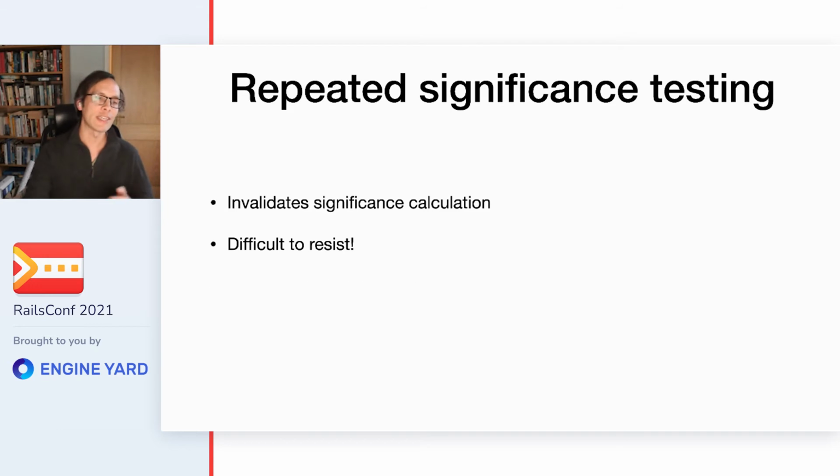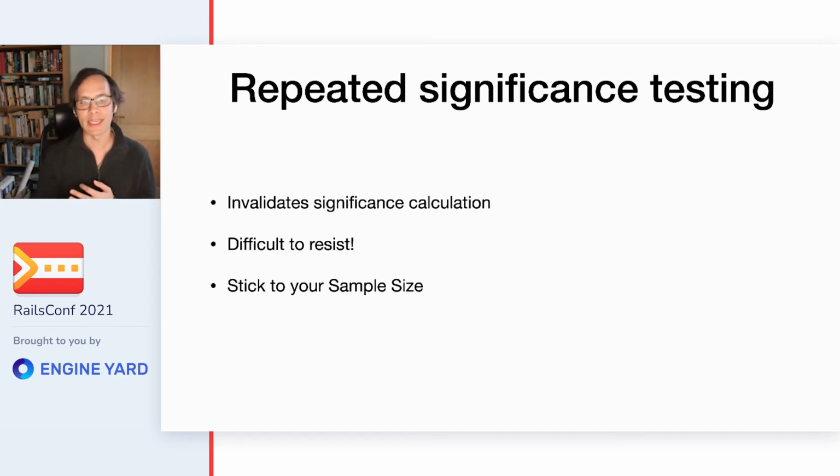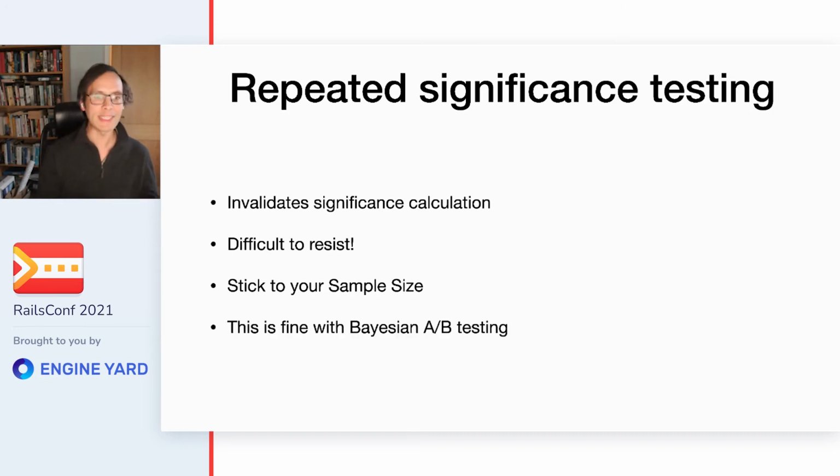But really, you need to stick to your sample size. Don't even look at things before that. And by the way, this is one of the places where there is a difference between Bayesian A/B testing and classical A/B testing. With Bayesian A/B testing, this is fine because of the way it looks at the numbers.